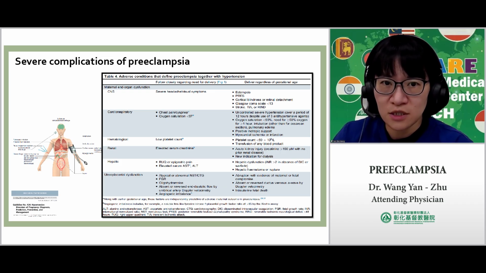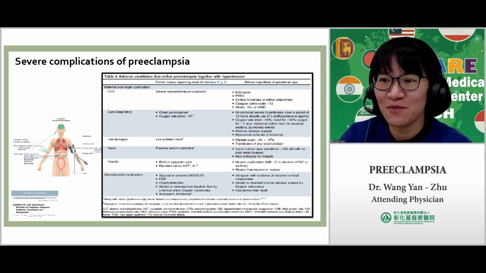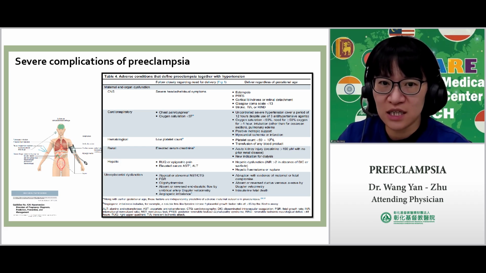So now, I think everybody can understand that preeclampsia is a very severe disease that can harm the pregnant woman from the toe to the head, and of course the baby.